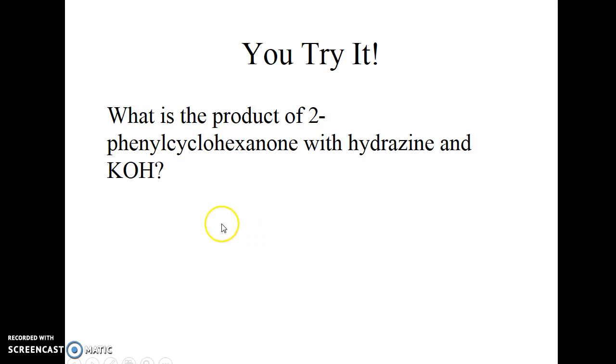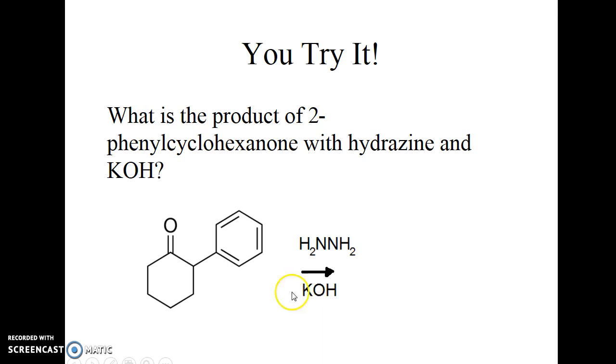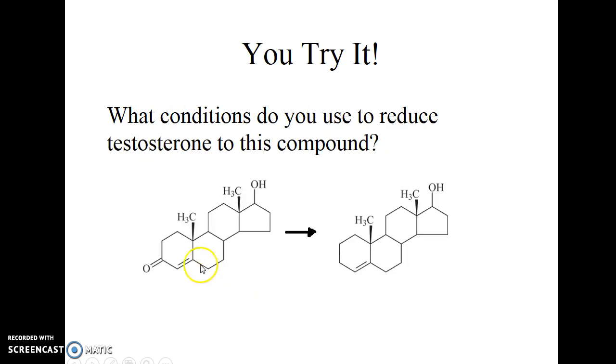Well, to take 2-phenyl cyclohexanone, which is right here, and treat it with hydrazine and potassium hydroxide, what's going to happen? We're just going to bite the carbonyl off. And I hope you found that to be relatively simple to do. In order to change testosterone to this compound, we're basically taking off the carbonyl and putting on 2 hydrogens. How can we do that? With the conditions of hydrazine and potassium hydroxide.